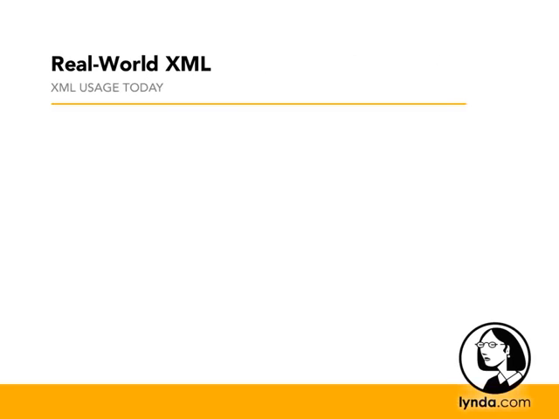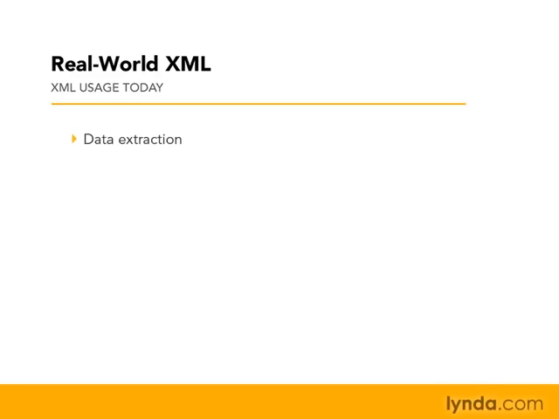XML is used in a number of different real-world settings today, but you can break down how XML is used into three main categories. Let's cover those now. In the data extraction usage, you're taking XML and using it to represent some type of data format.